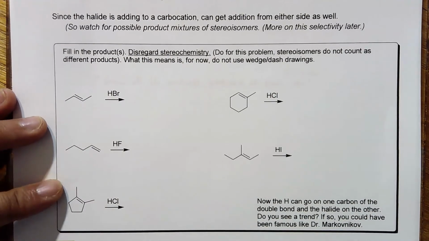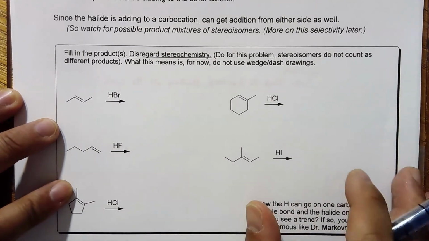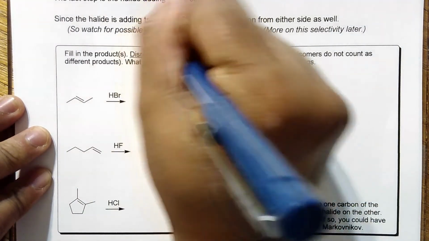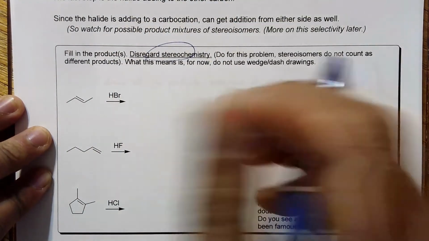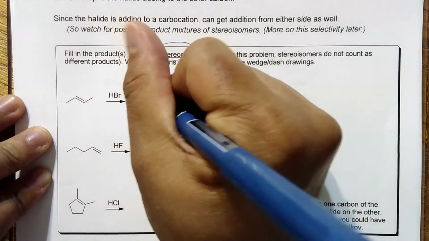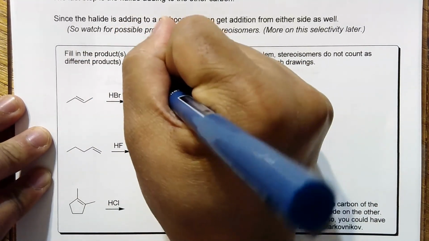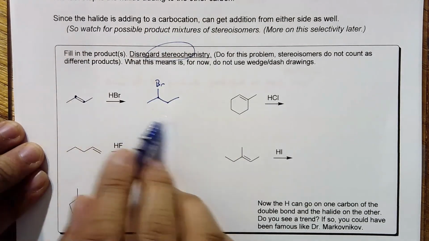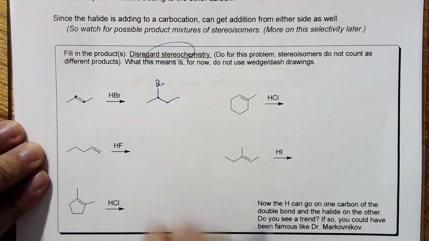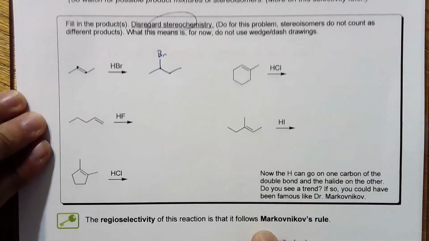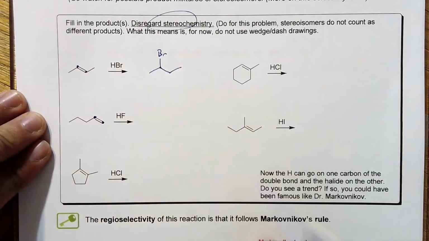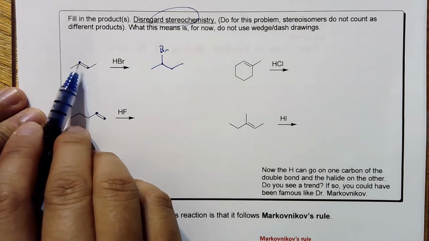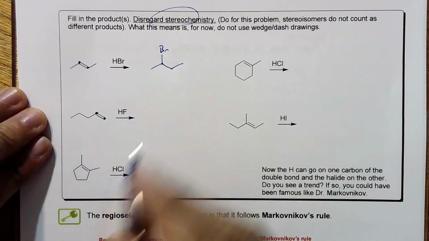So in the last minute or so, let me show you how to draw these products pretty fast. We're not going to worry about wedges and dashes. We're not going to worry about R and S. So this is the easy part. No wedges and dashes. So here, it doesn't matter if we add it to the carbon on the left or the right, because it would be the same molecule if we're not worried about stereochemistry. How about here? The rich get richer. Oh, by the way, both of these carbons are equally rich. They both have one hydrogen. The rich get richer.